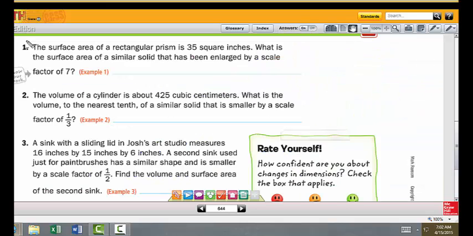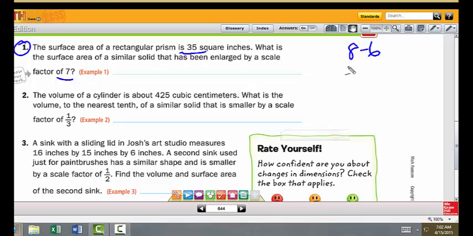and we have cubic units once again. Here are your solutions to 8-6. These are the guided practice problems. We'll start with number 1. The surface area of a rectangular prism is 35 square inches. What is the surface area of a similar solid that has been enlarged by a scale factor of 7?